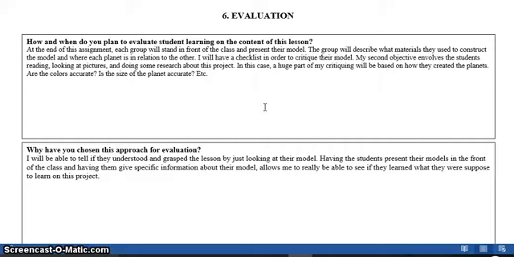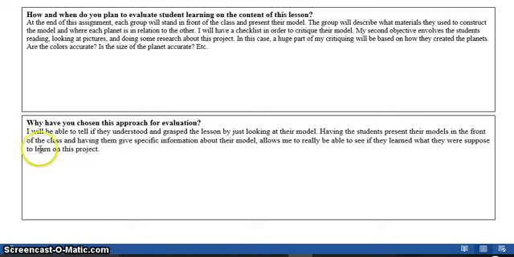My second objective involves the students reading, looking at pictures, and doing some research about this project. So in this case, a huge part of my critiquing will be based on how they created the planets. I'm looking for if the colors are accurate, and if the size of the planets are accurate, and just stuff like that. I've chosen this approach because I'll be able to tell if they understood and grasped the lesson just by looking at their model.